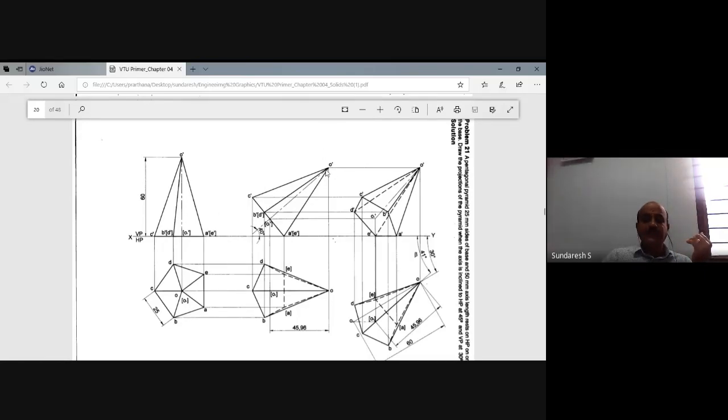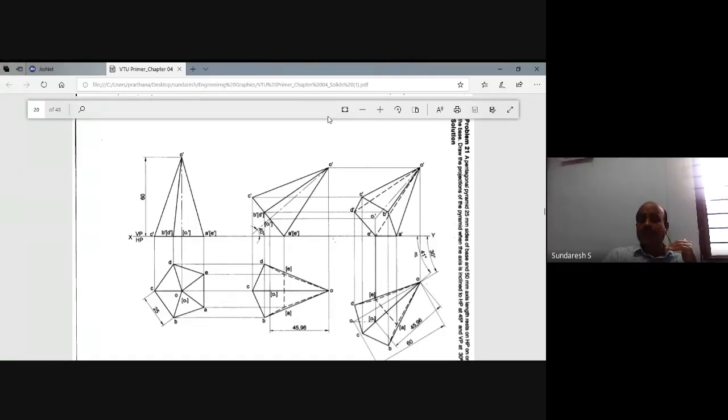One is O dash, C dash, and B dash. That is a triangular face which can be seen in the top view, and also the other triangular face, which is O dash, C dash, and D dash. D dash is on the other side of the front view here. So O dash, C dash, and D dash can also be seen in the front view. Therefore, only two triangular faces can be seen in the top view for us.